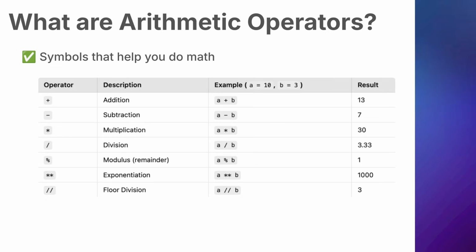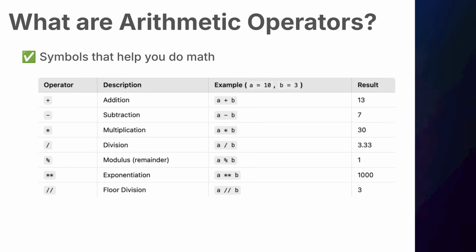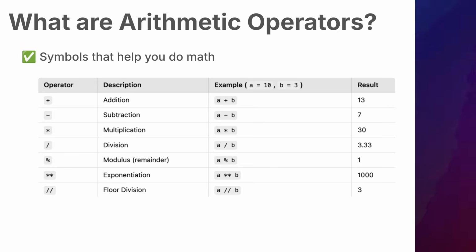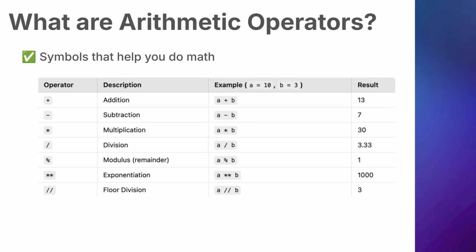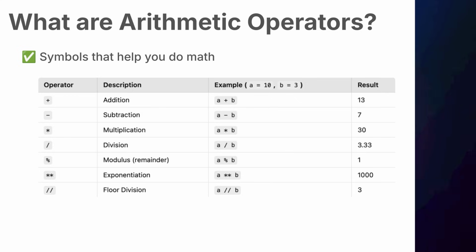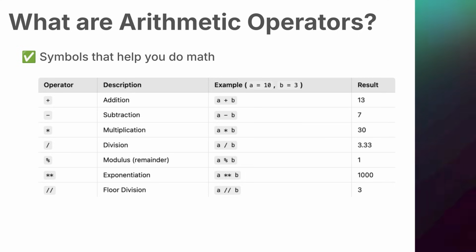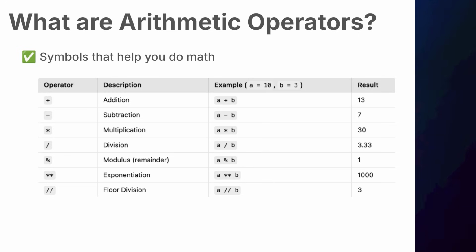First, addition. You simply add two numbers. 10 plus 3 equals 13. Subtraction. Subtracts the right number from the left. 10 minus 3 equals 7. Multiplication. Multiplies two numbers. 10 multiplied by 3 equals 30. Division. Divides the left number by the right and gives you the decimal or float result. 10 divided by 3 equals 3.333 and so on.